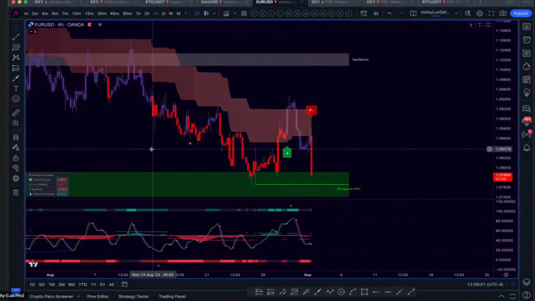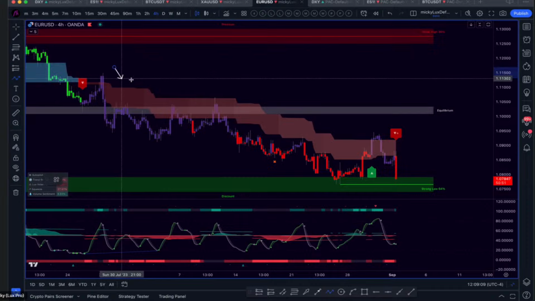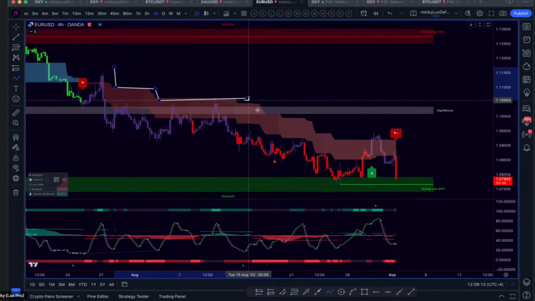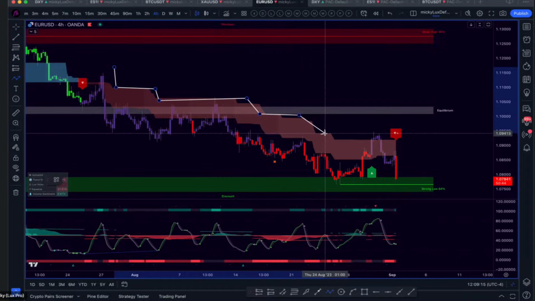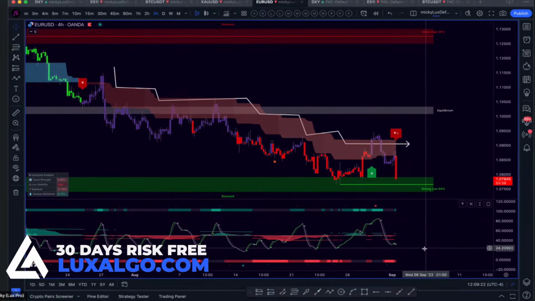Any other questions on the euro, on how I view the Neo Cloud and the stair steps? All right. Looking good, looking good. All right. Any other questions? Okay.